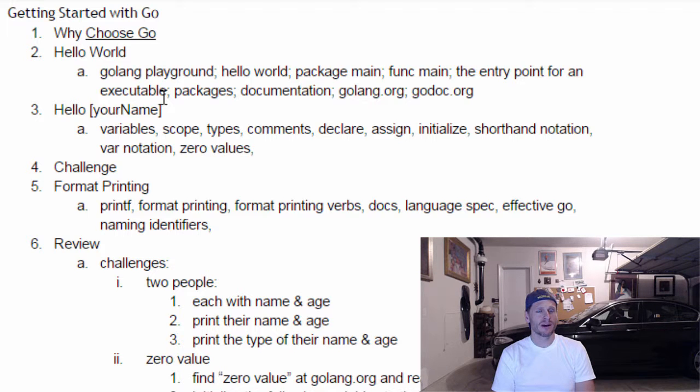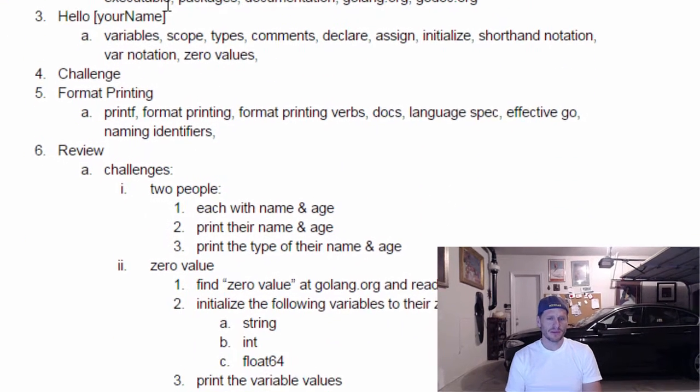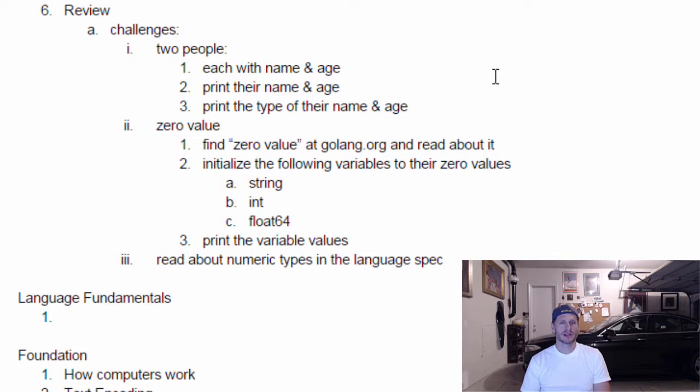For a review, I have a couple of challenges for you, 3 challenges. These exercises are really good to do, just to solidify what you're learning. The first challenge is to create a program where you're going to have 2 different people. And you'll have a first name for each person and then an age for each person. So I want you to print out the name and age for each person, and then I also want you to print out the type of the variables for name and age, like what is the type, right? So that's the first challenge.